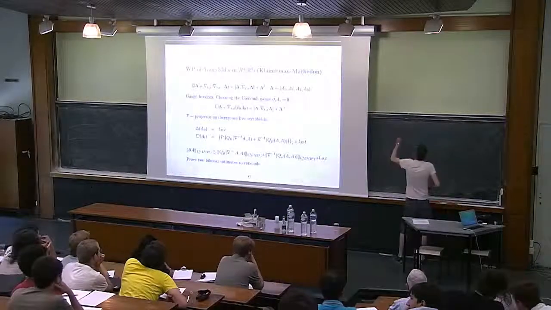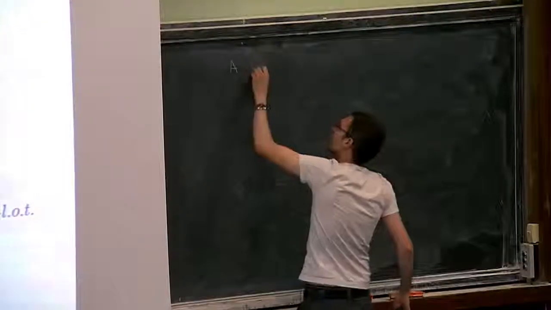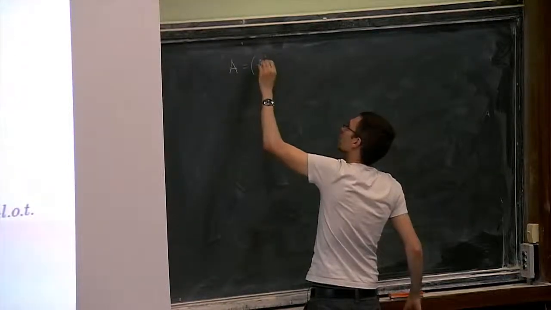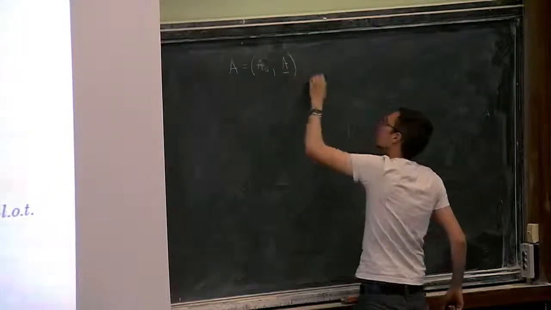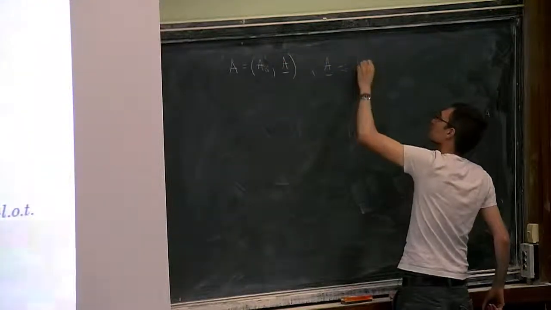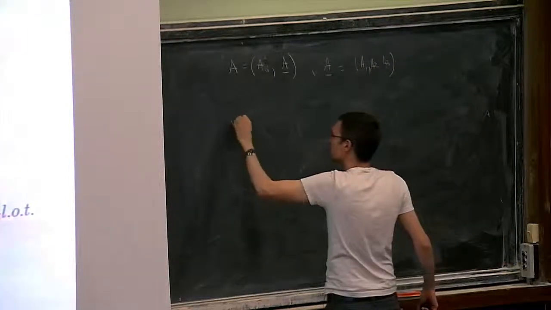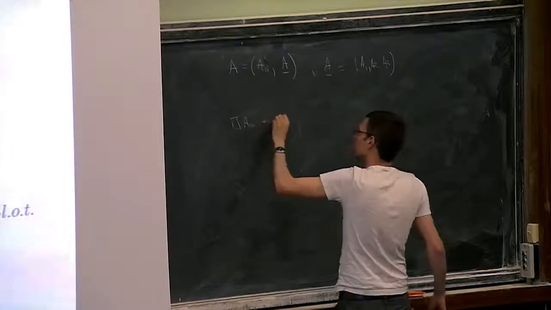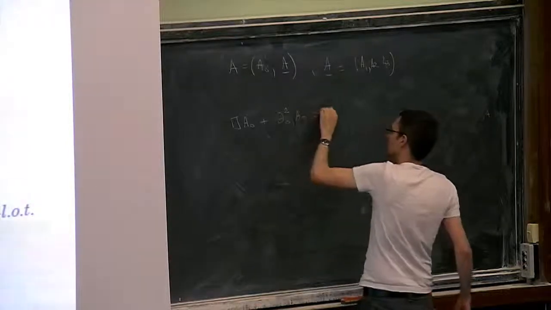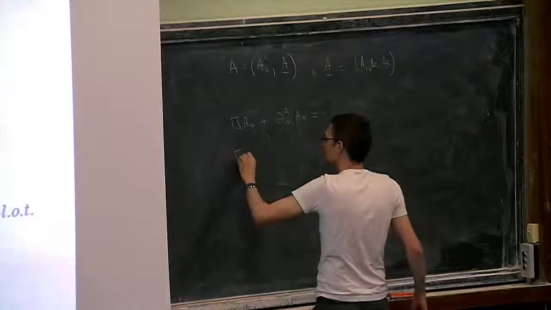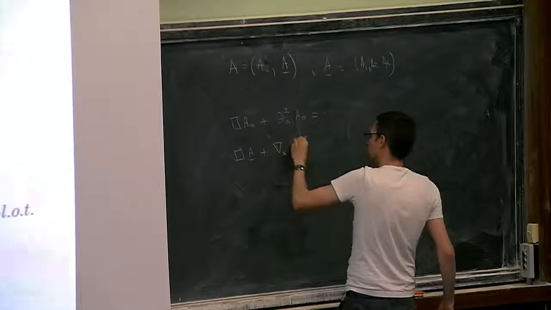So you have the following. Let me decompose this as A0, which is a one form, and then let me call this A bar, where A bar is just the spatial part, so it's A1, A2, A3. So what is it that I see? On the one hand I see d0 squared A0 plus something equal to blah blah. And on the other hand, I see the d'Alembertian of A bar plus a space gradient of A bar equal to blah blah.